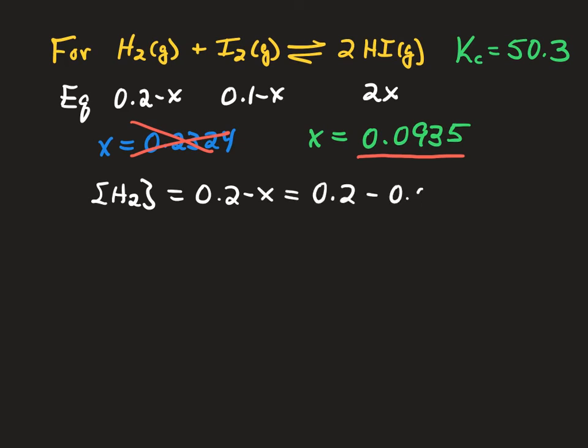minus 0.0935, which would equal 0.1065. And probably that 0.2 had 3 significant figures, so the best reporting would probably be 0.107 molar.